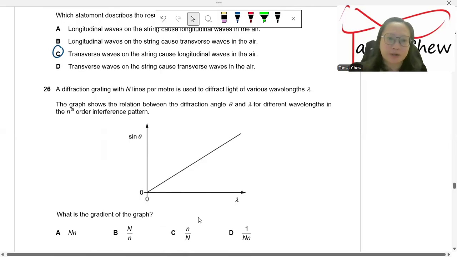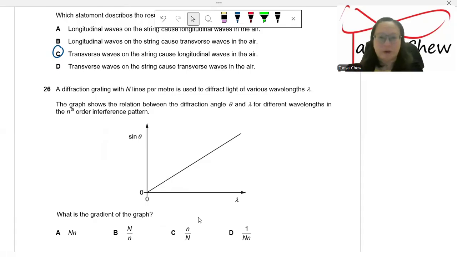26, a diffraction grating with n lines per meter is used to diffract light of various wavelengths, lambda. The graph shows the relationship between the diffraction angle theta and lambda for different wavelengths in the nth order interference pattern. What is the gradient of the graph? Now, I have to do the relationship here. I have to form an equation first, then I see what is the relationship.